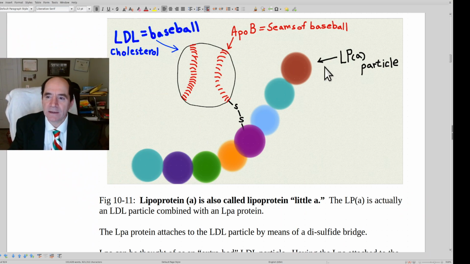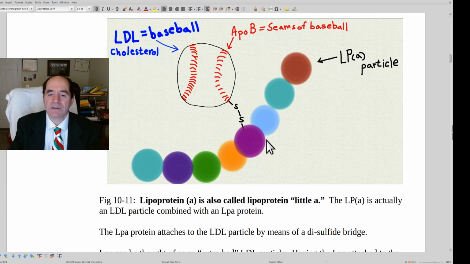Okay, LP little a is this particle right here. So here's an LDL cholesterol particle. LP little a is just a glycoprotein attached to the LDL cholesterol. So the LDL cholesterol has a protein on its outer surface. It looks like a baseball. Okay, you got this big fatty mass, and then you've got what looks like the seams of the baseball, the apo-B lipoprotein on the LDL cholesterol particle. They are attached to this LP little a particle.